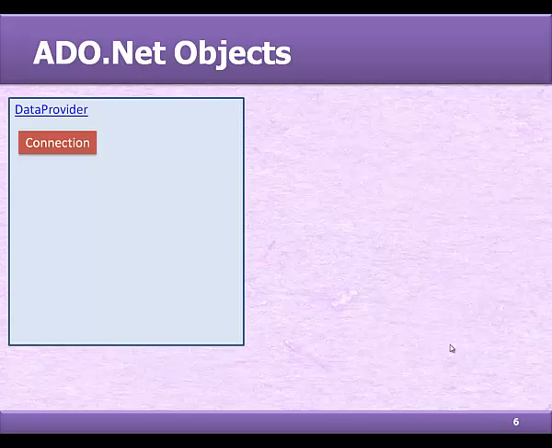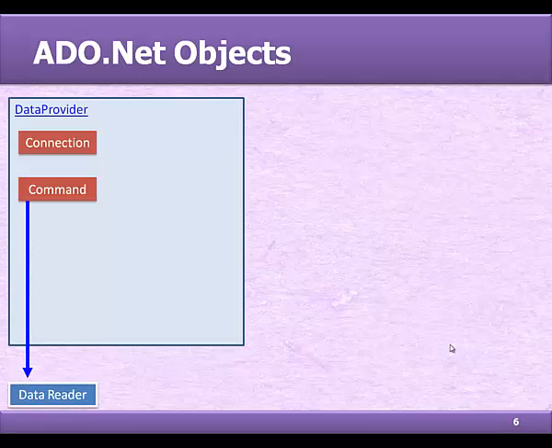Now data provider is the object that tells us which database you are using, where the database is stored, and what type of database we are using. Then we require certain commands to work with the database. So we usually work with the database by firing certain SQL queries. So these command objects execute the SQL queries and provide the results in the form of data reader.